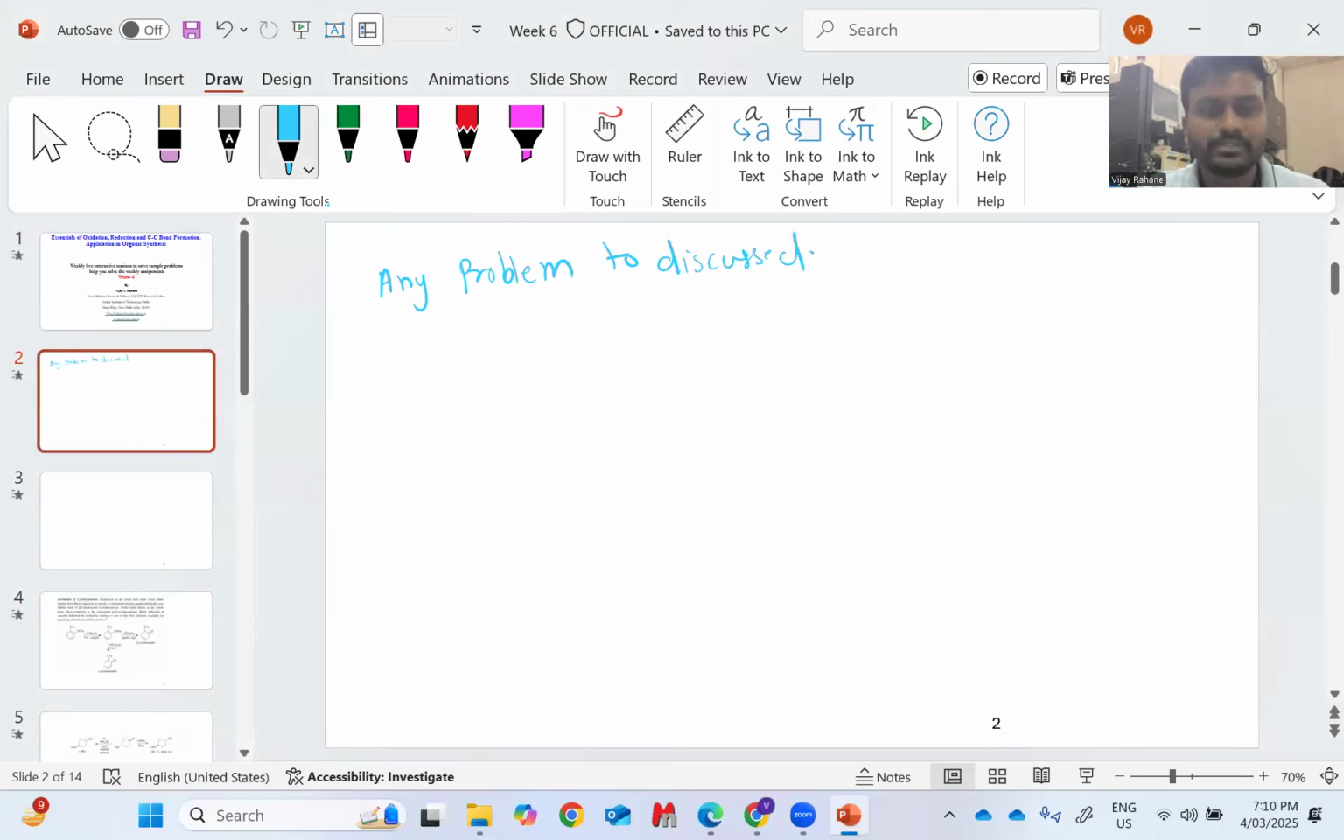Any problem here to discuss? If you don't have any problem, then I will show some of the reducing reagents. In the last week we have already seen many of the reducing reagents, so I will just open that slide. It will be just a kind of revision, right? So what we have seen already in the last week.